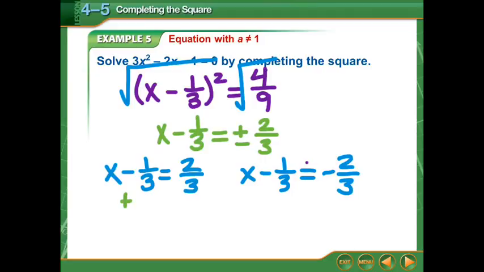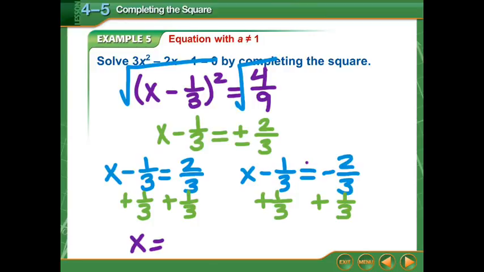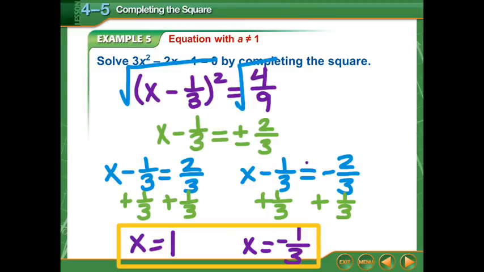So I need to add 1/3 to both sides on both equations. So again, use your calculator if you're scared about the fractions. But I know that 2/3 plus 1/3 is 3/3, which is equal to 1. And on the other equation, when I add 1/3 to a negative 2/3, that's going to be negative 1/3. So my solutions for this are 1 and negative 1/3.